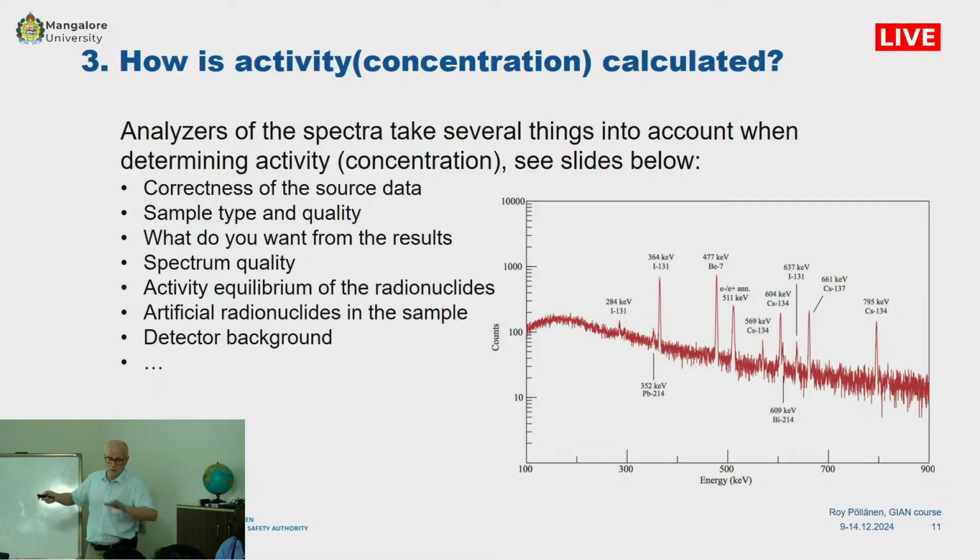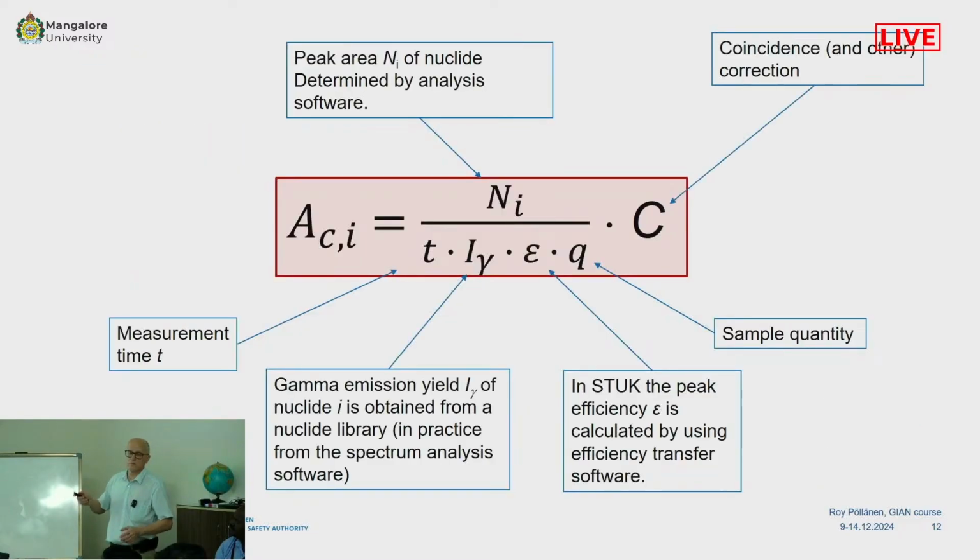Okay? You are analyzing natural radionuclides here, but in some cases, at least in Finland, we might have some additional man-made radionuclides in the sample, and we also have to take into account detector background. I mean, this background is a measurement without any sample in the lead shield. All right. So how to calculate activities?